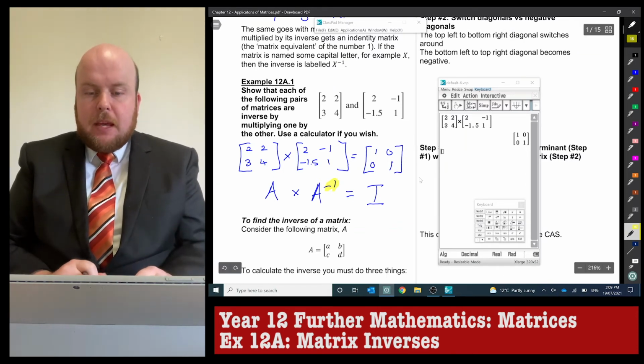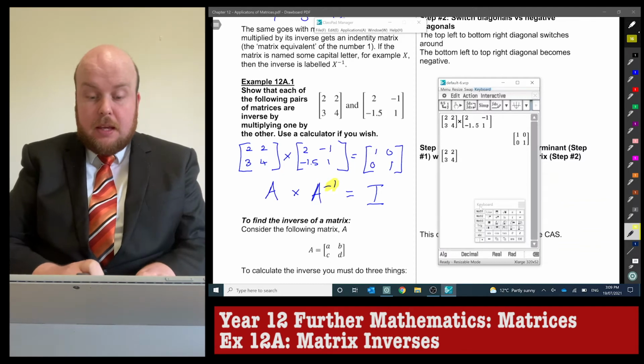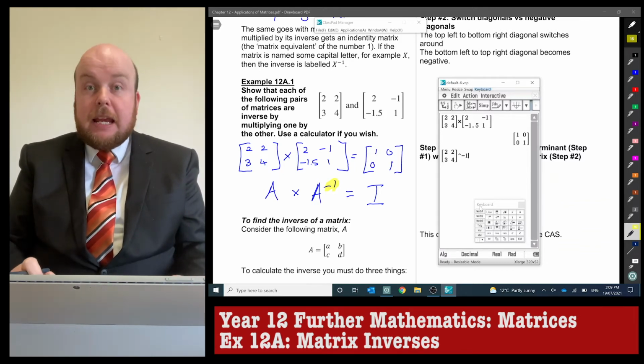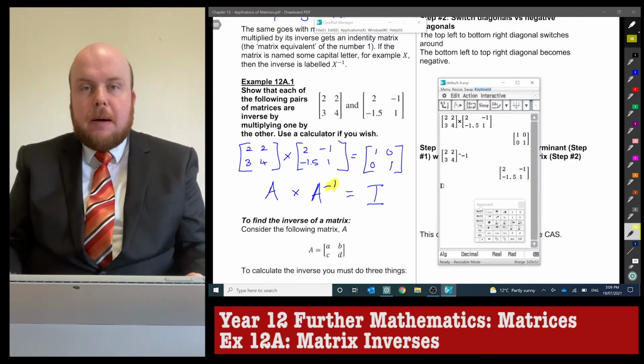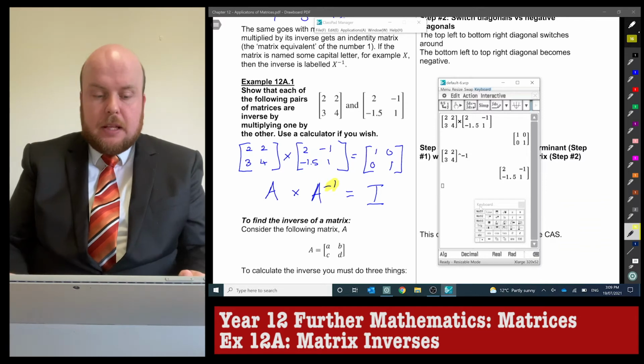So for example, if I was to take that matrix here, the 2, 2, 3, and 4, and use the little hat symbol there, the power symbol on my CAS, and type in -1, it will come up with that inverse as before. So thankfully we can do that.